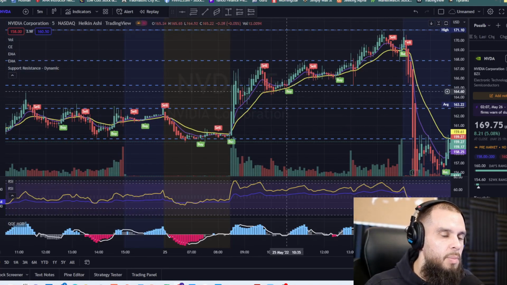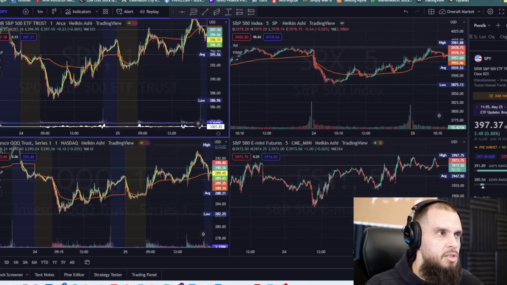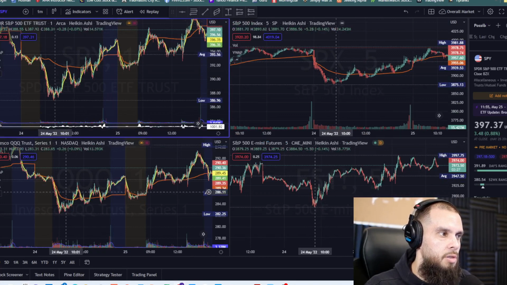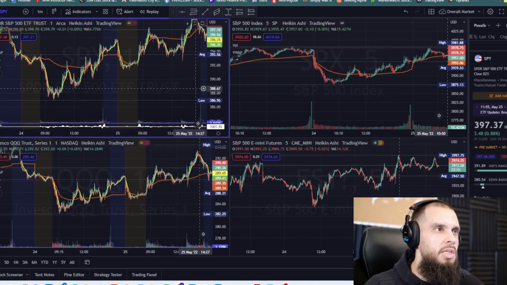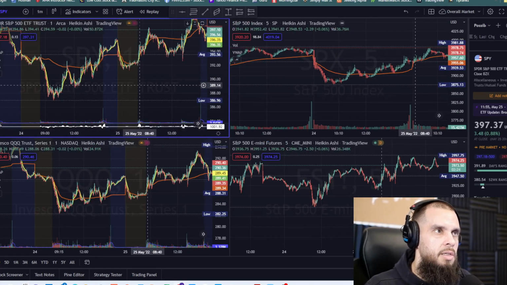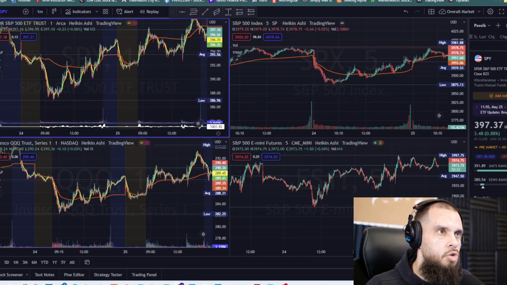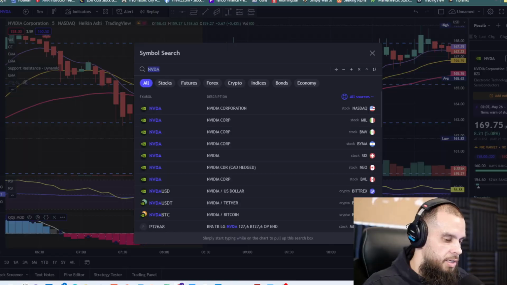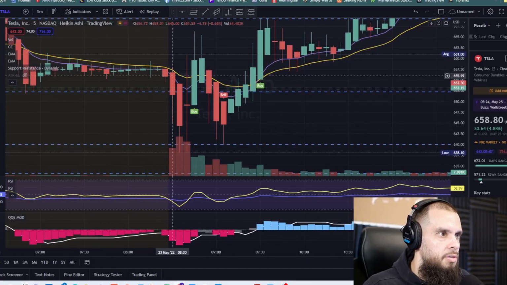And another thing I recommend, if you look at the SPY the day before, you see here the SPY was on an uptrend. The QQQ was on an uptrend. You want to make sure that the overall market is not going against your trend. But let's try a different stock. Let's try Tesla. The morning here, there's nothing here that tells us confidence.